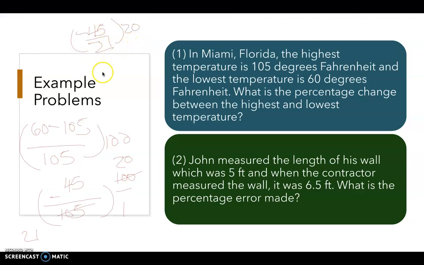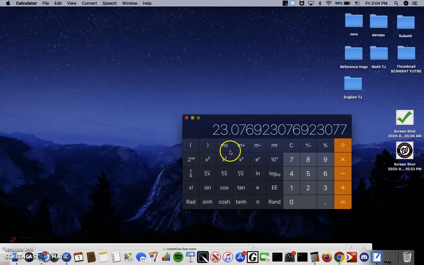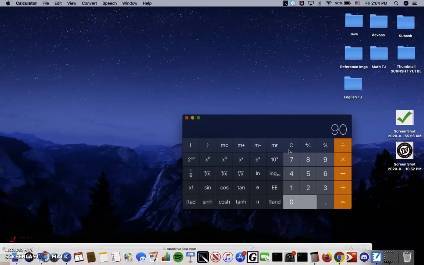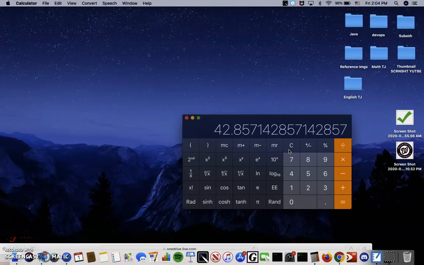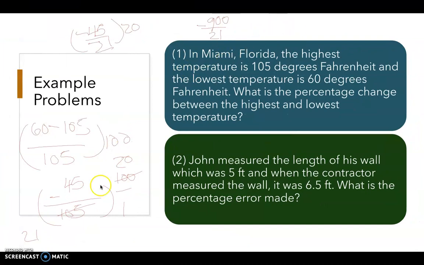Okay? And then it looks like I can't cancel out anymore. So that means I'll get negative 900 divided by 21. So that means let's go back to our calculator here. So we're doing 900 divided by 21. So about a 43, if I round it, it's going to be about 43% percentage change between them. Okay? Now let's take a look at the next problem.